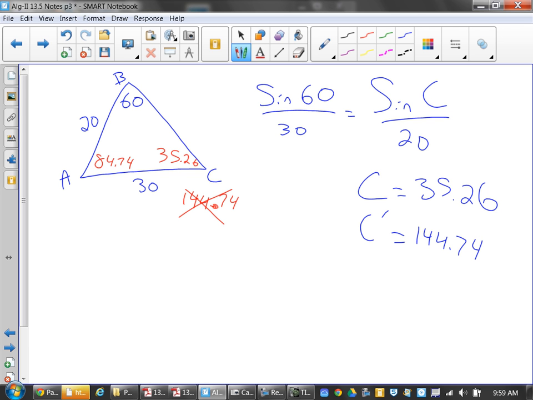What happens when you have that side-side-angle case, you need to check the 2 angles first. And if you get 2 angles that would work, then you'd find 2 different sides, because you'd have 2 different angles. Does that make sense? Michael?